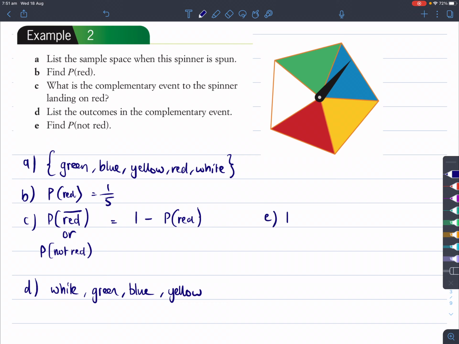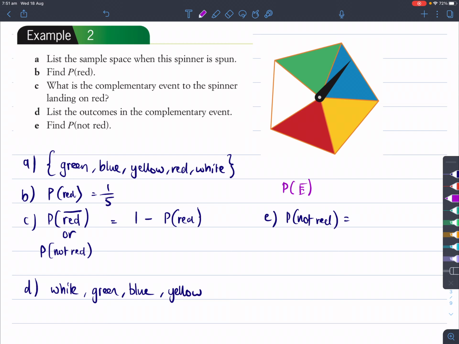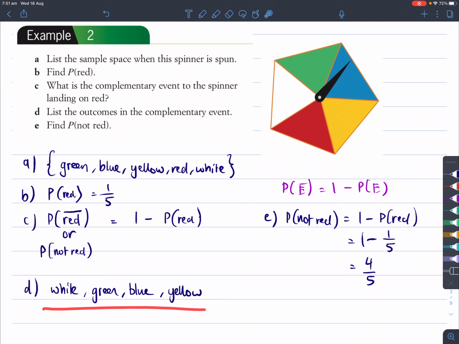So for question A, probability of not red. Now you can straight away see that it's 4 out of 5, but I'm going to use this formula here where we've got P of not E is 1 minus P of E, which is the probability of the event. So that will be 1 minus the probability of red, and the probability of red is 1 out of 5. So if we get 1 minus 1 out of 5, we do get 4 out of 5, which is the same thing as counting these. Let's move on.